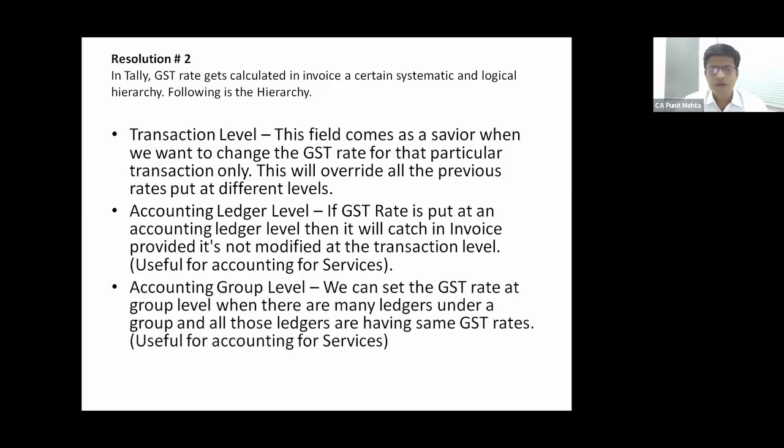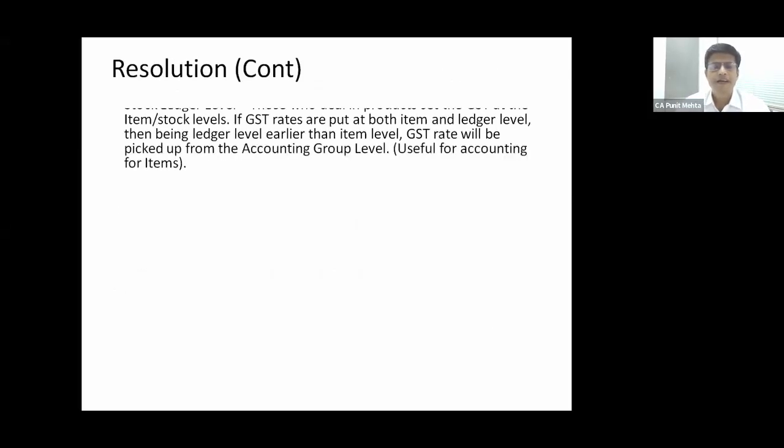Thereafter, group level. If it is not mentioned at the ledger level, say I am not mentioning it in the sales ledger, then in the sales group I can create a group called sales. There also I can keep the GST rate. If I have kept the GST rate there, it will take it according to the accounting group level. Then it takes the stock ledger level.